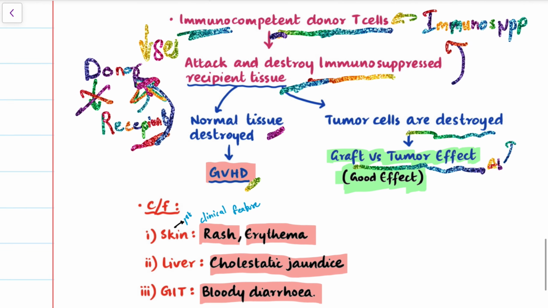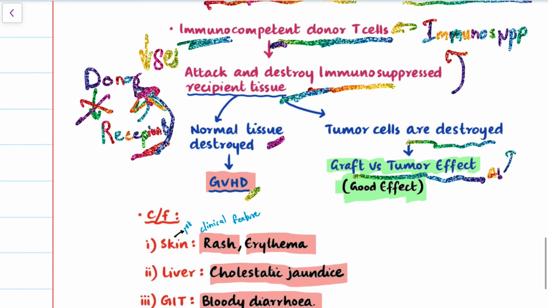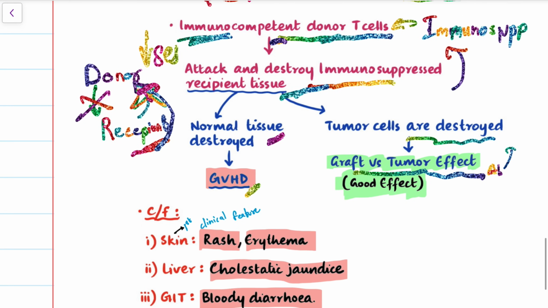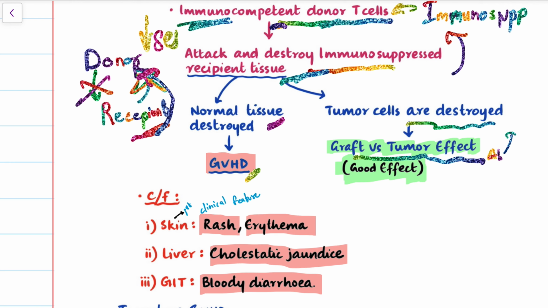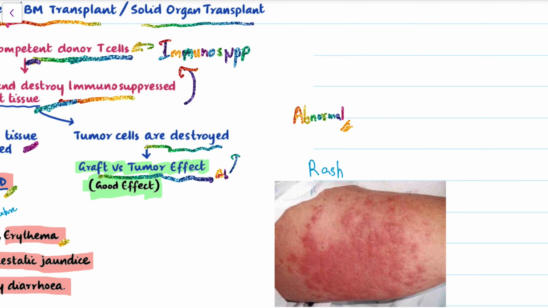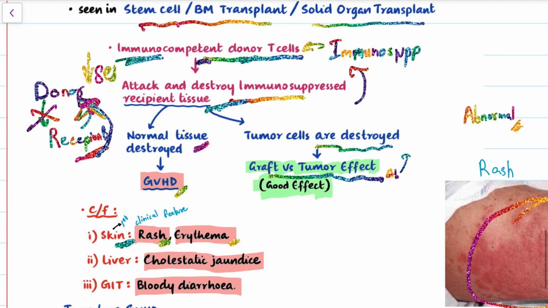Okay, so what are the clinical findings during graft versus host disease? The most common features are skin rashes and erythema, which are observed in the skin. So yeah, this is a common representation of a rash. And then in the liver, cholestatic jaundice is observed, and in the GIT, bloody diarrhea is observed.